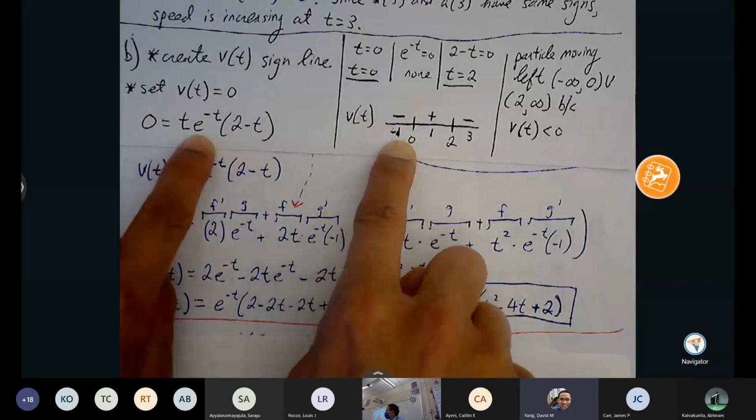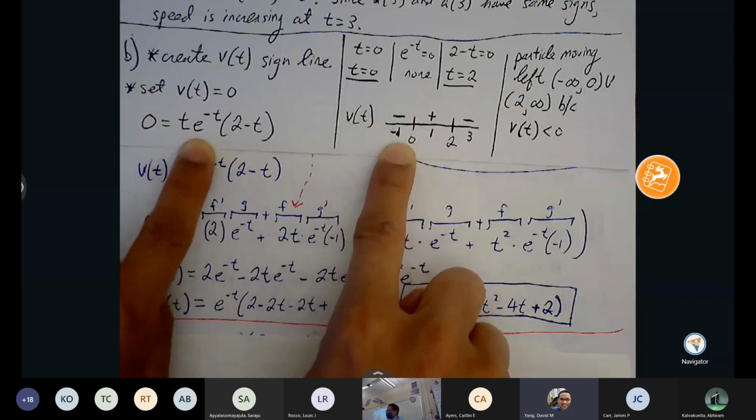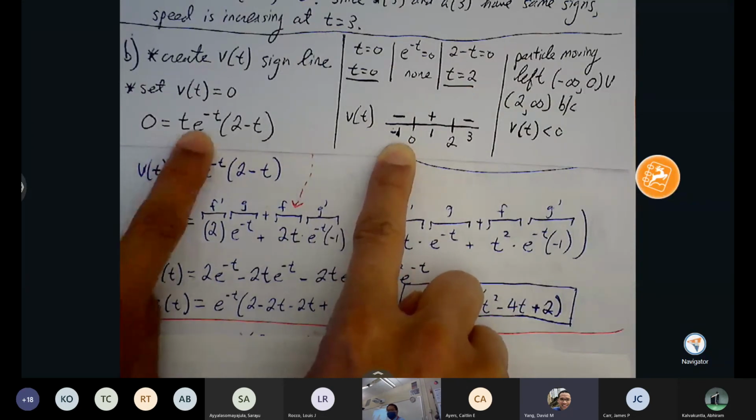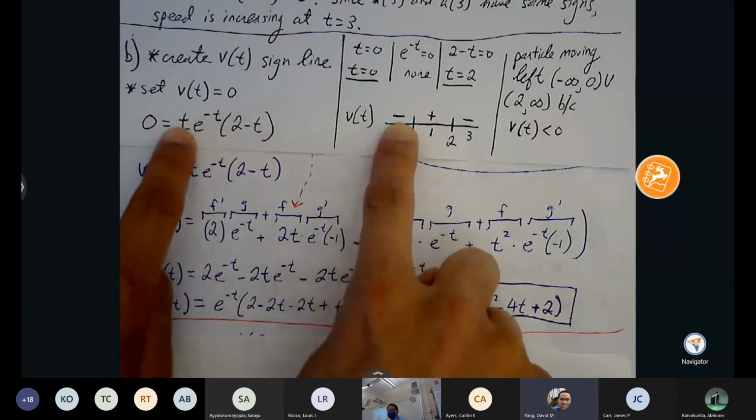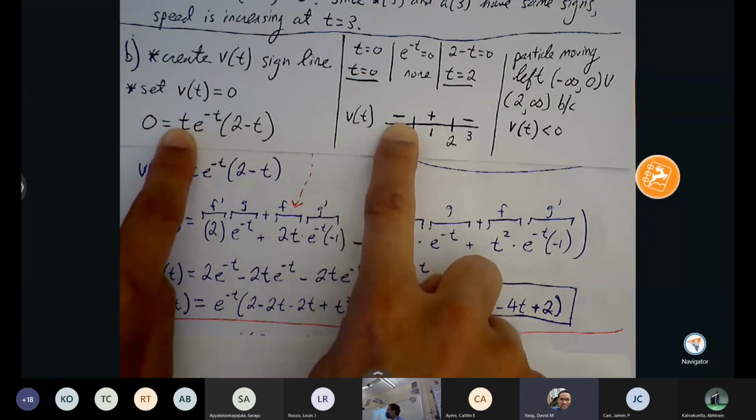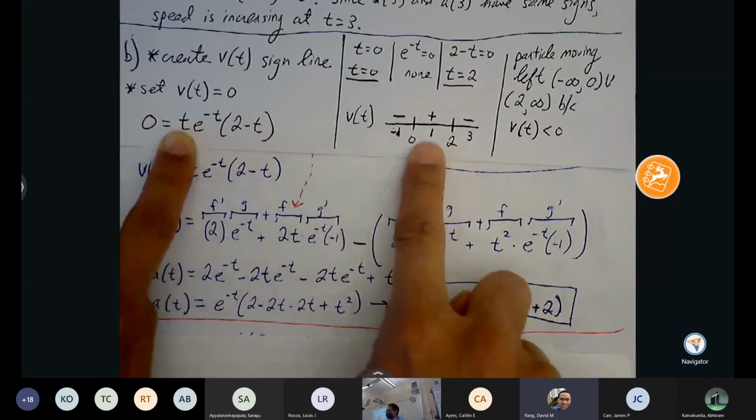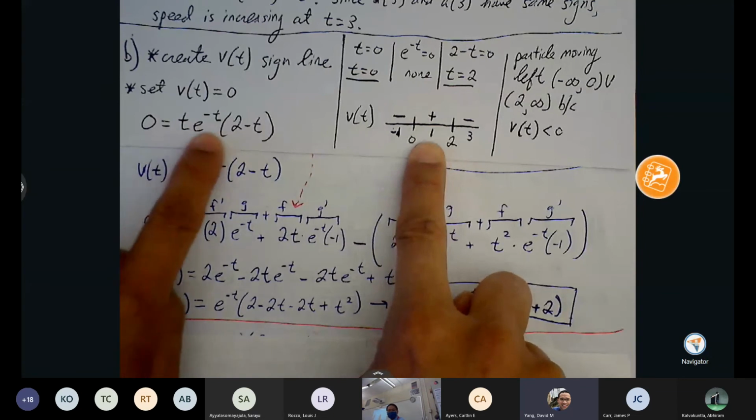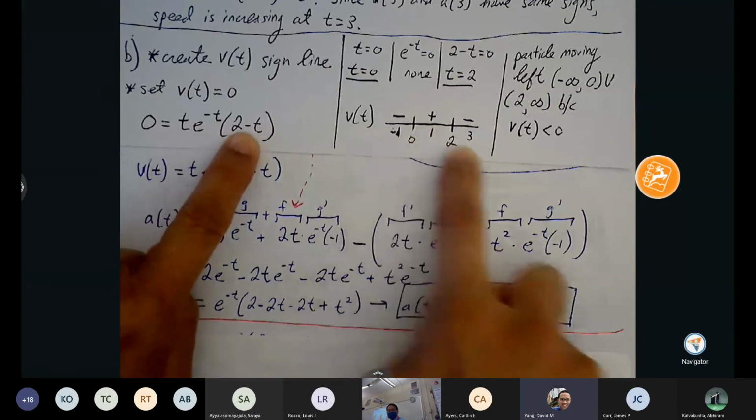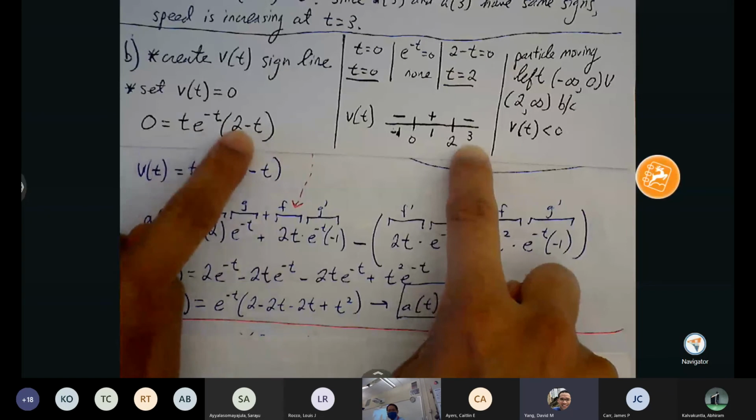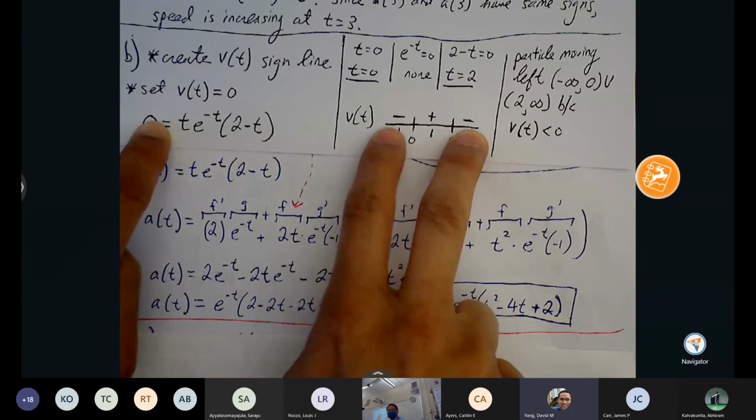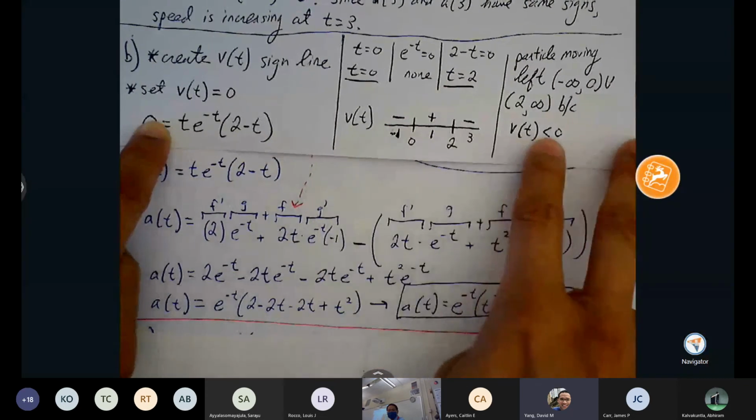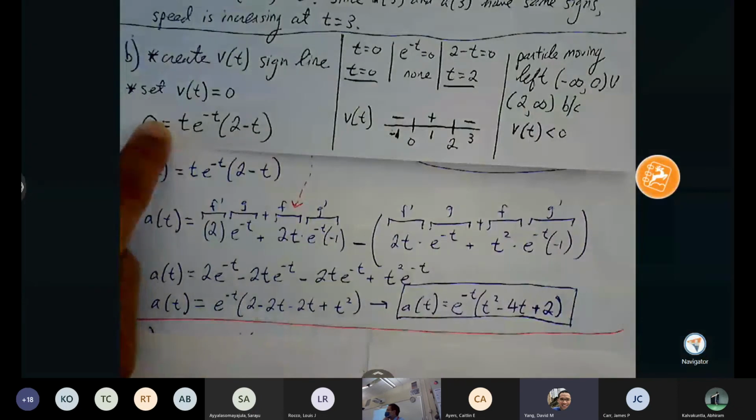Remember that e raised to any power, no matter what, is always positive. So negative t, positive value, and then 2 minus a -1, that's positive. So I only have one negative here, so I know that I'm moving left here. Okay, plug 1 in, positive, positive, positive. Plug 3 in, I get positive, positive, negative. So I'm looking for negatives because I'm looking for particle moving left, -infinity to 0, and then from 2 to infinity. We don't include test numbers in our interval.